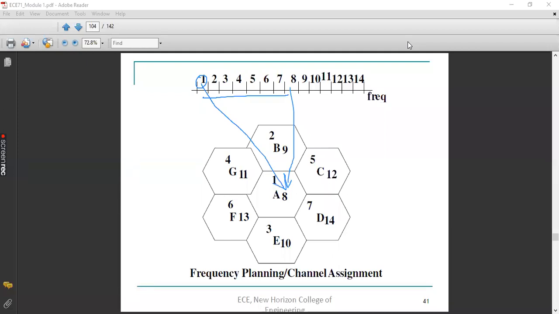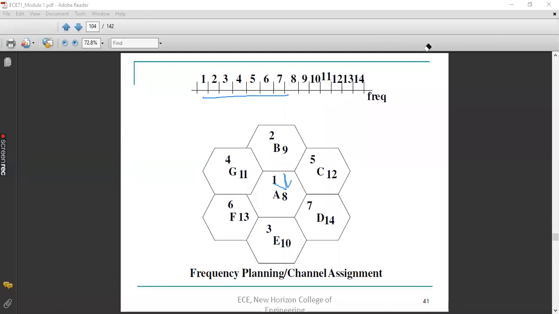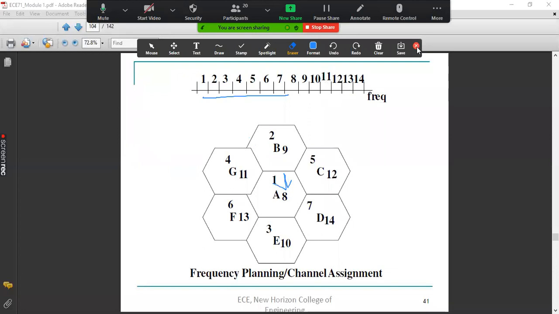Now coming to the next topic. Any doubts with respect to this particular example of channel assignment strategy for adjacent channel interference?